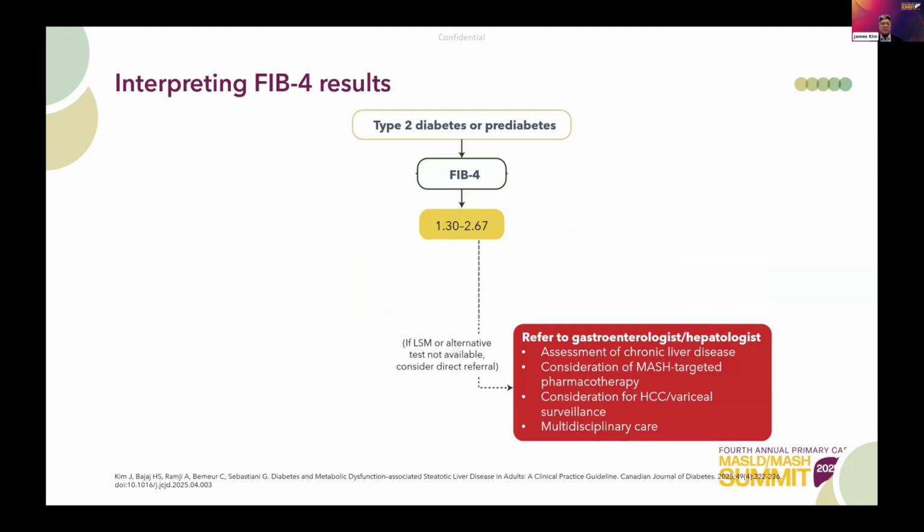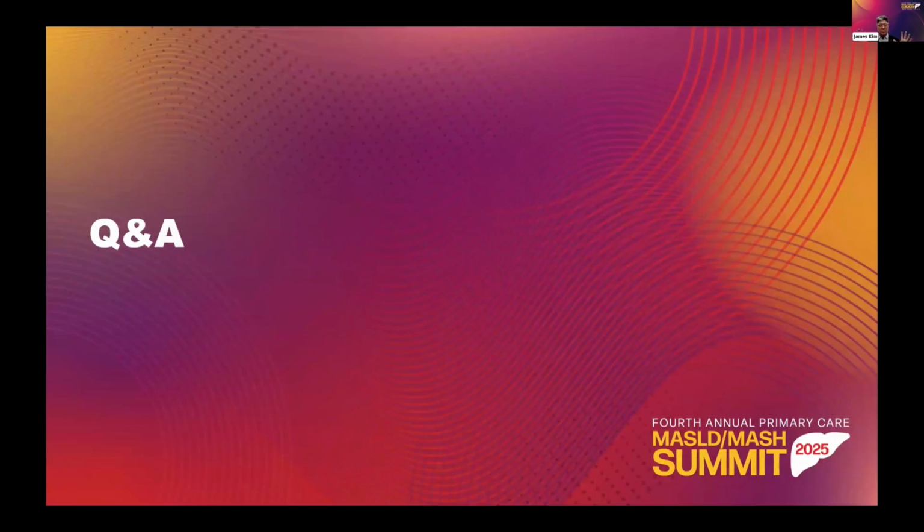Now, we do also appreciate that there are a number of places in Canada where shear wave elastography and ELF are not available. Then we do recommend that if the FIB-4 is greater than 1.3, then consider referring the patients to a gastroenterologist and hepatologist. So that's the quick algorithm that we came up with in Diabetes Canada. And about an hour later, we'll discuss what we came up with in terms of the management of MASLD patients from the medication or pharmacologic perspective. Okay, thank you.